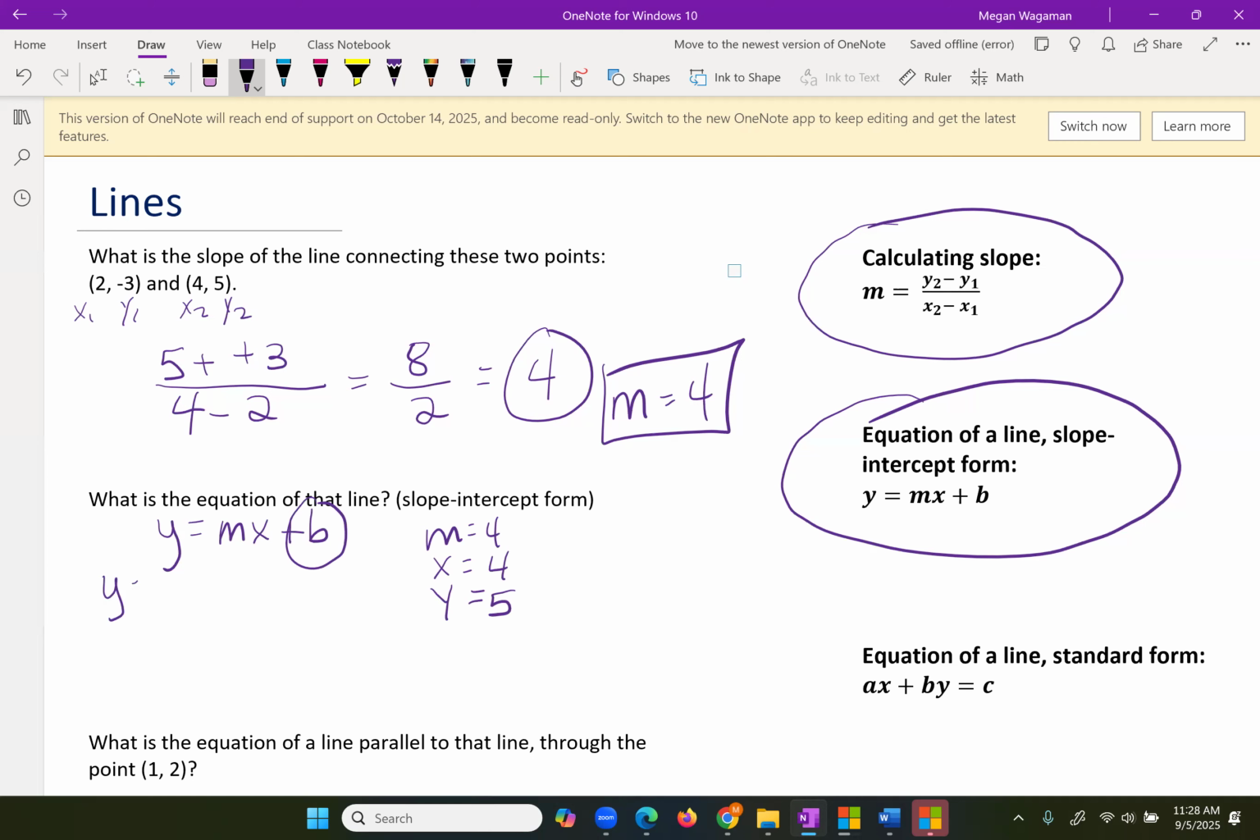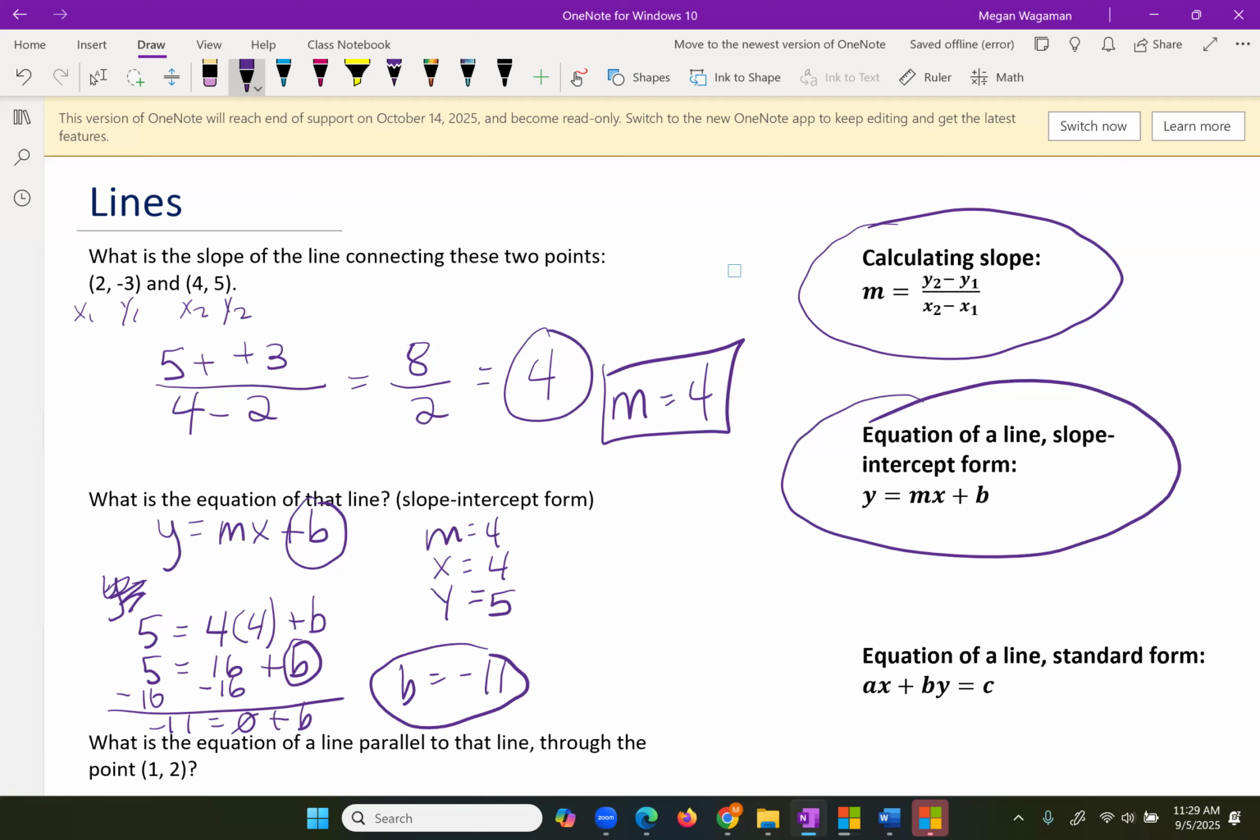So I'm going to substitute in for y. So I have 5 equals slope of 4 times my x coordinate, 4, plus b. So 5 equals 16 plus b. Trying to solve for b, so I have to subtract 16. So then I've got -11 equals 0 plus b. Don't really need the 0 there. So b is -11.